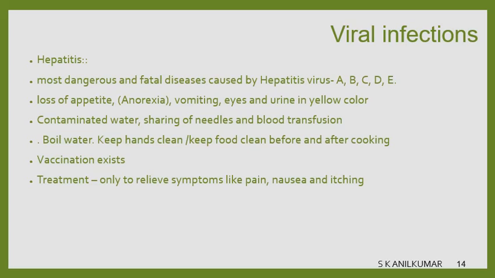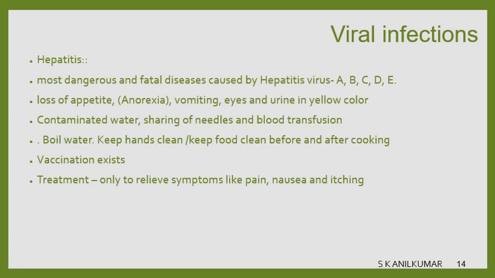So what are the symptoms? Loss of appetite, vomiting, eyes have some problem, and then urine is yellow in color. These are the ways in which we find a person having hepatitis displaying the signs, right? It comes from contaminated water or sharing of needles or blood transfusion, right?